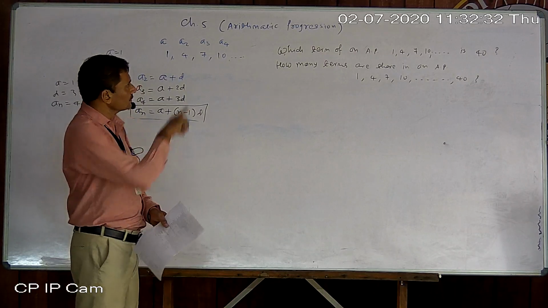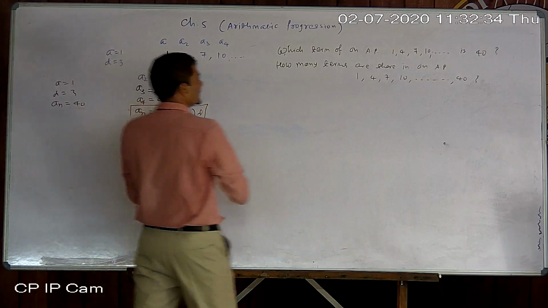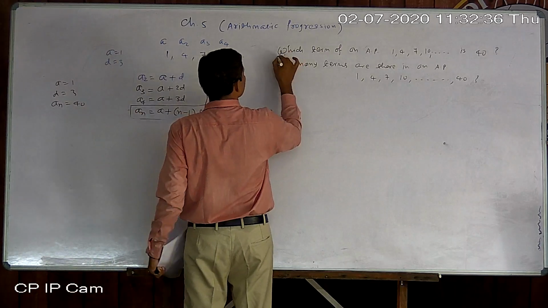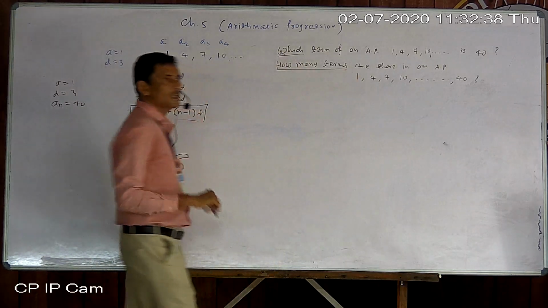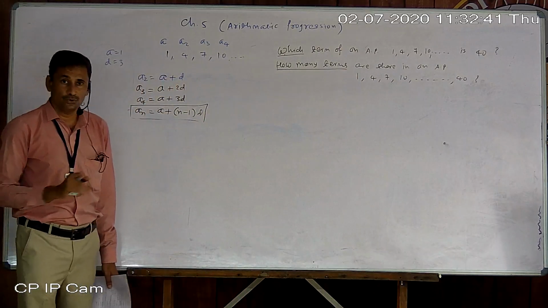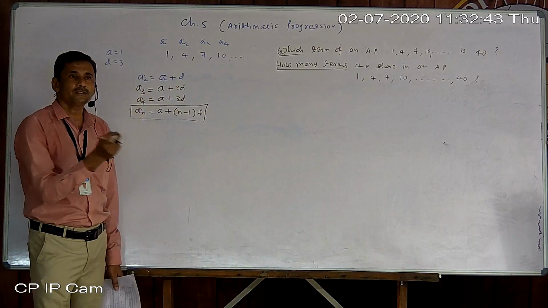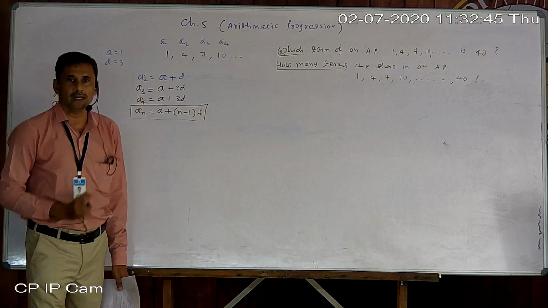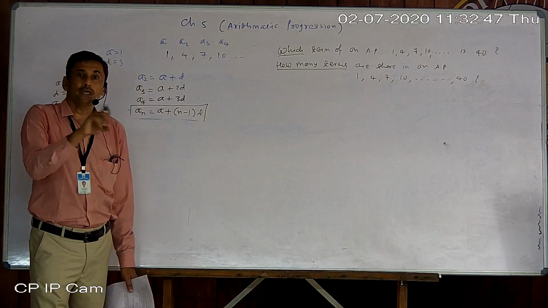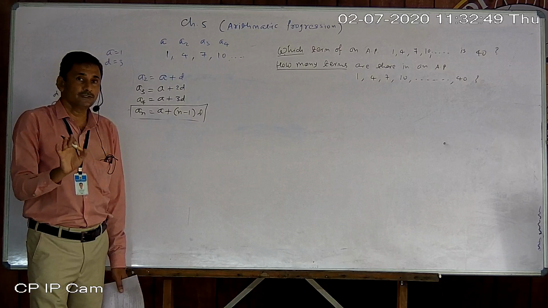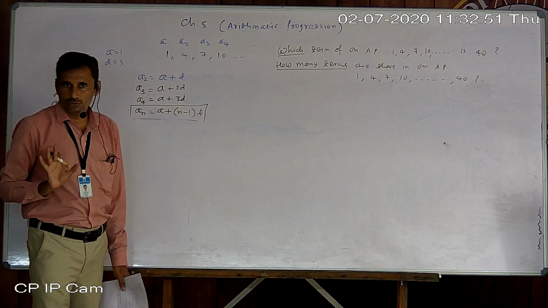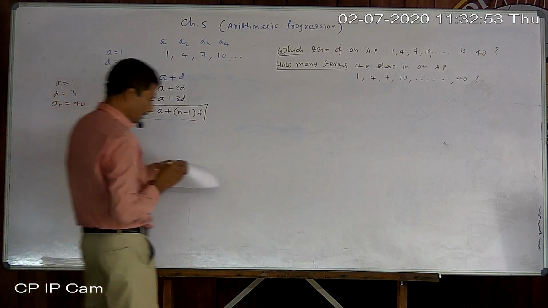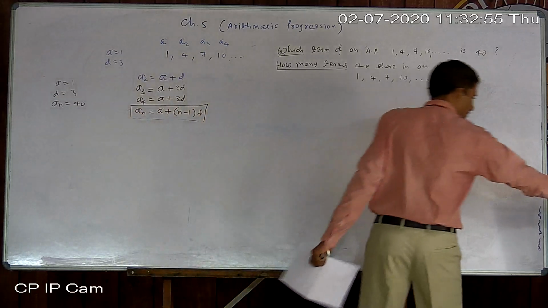Okay. So this way only you can know the given 40 is not the value of n. It is the value of an, whose sequence number you don't know. Okay. Now we try to find its sequence number.